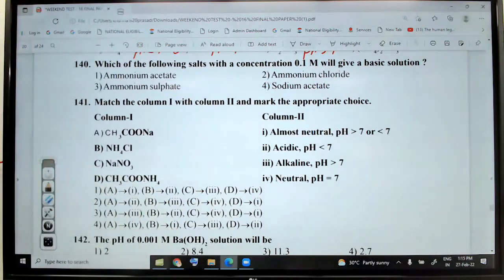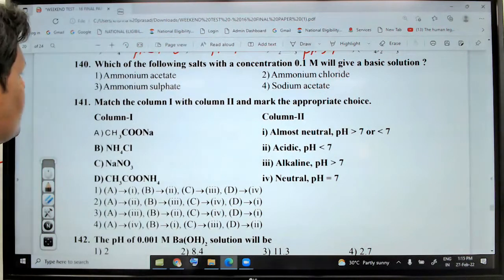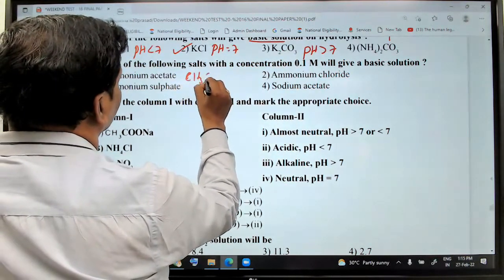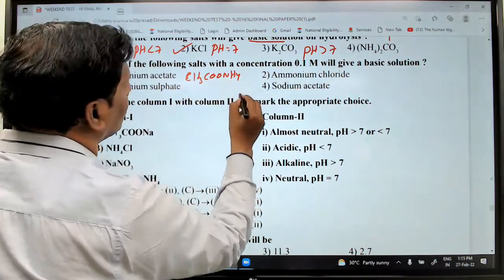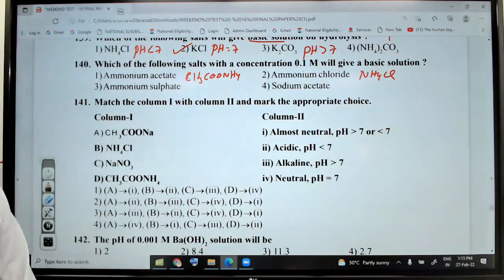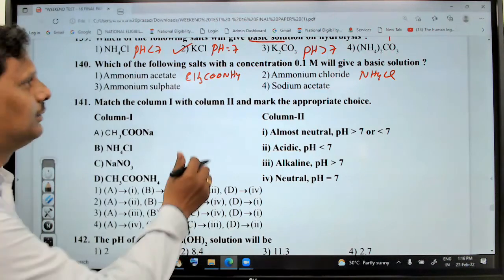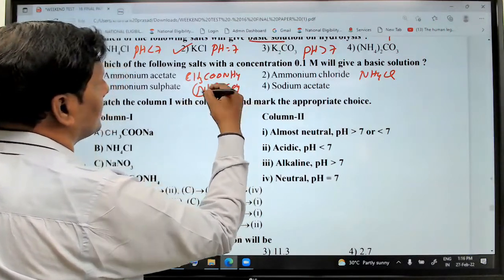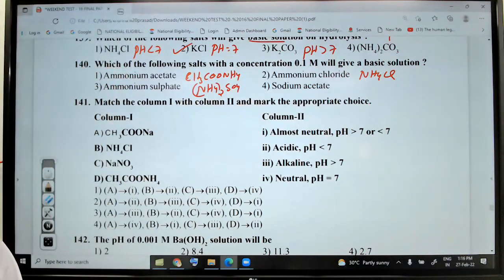Next question number 140. Which of the following salts with the concentration 0.1 molar is basic? Once again, basic solution. अच्छा, basic solution देखो, और ये ammonium acetate है, salt of a weak acid and weak base है. Ammonium chloride is acidic solution है, because it is a combination of weak base and strong acid. And ammonium sulfate also is a salt of a strong acid and weak base. pH is less than 7.